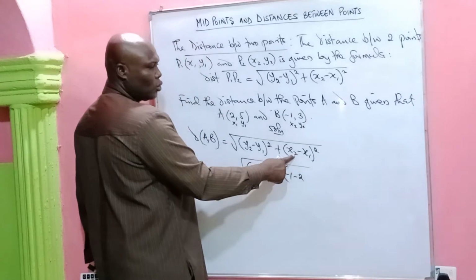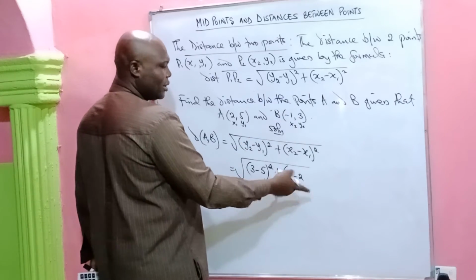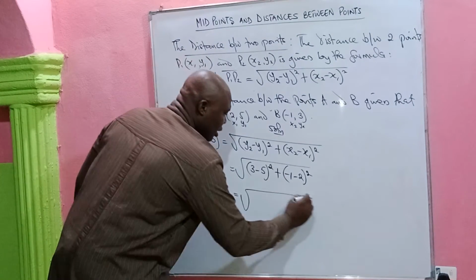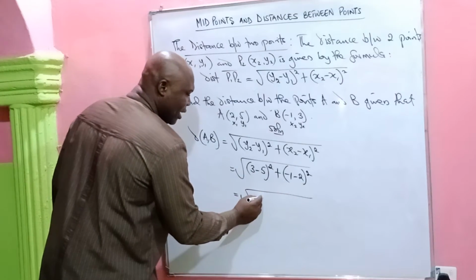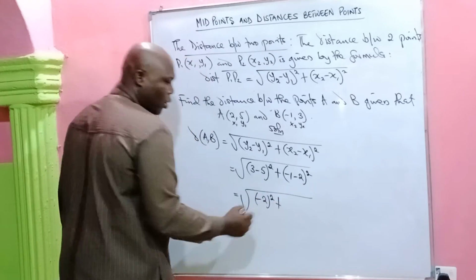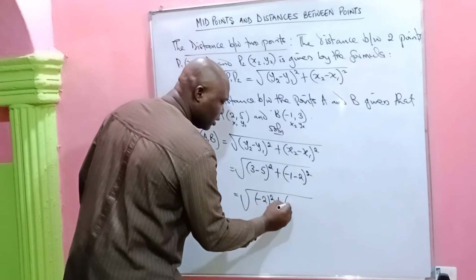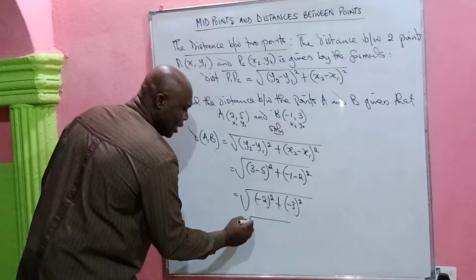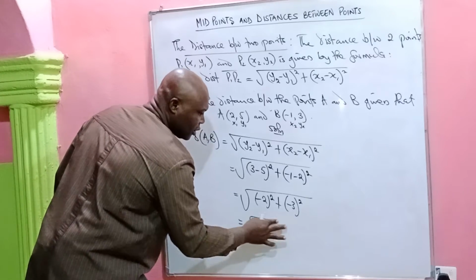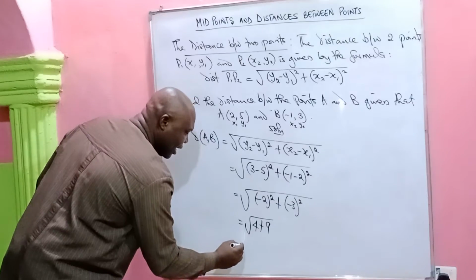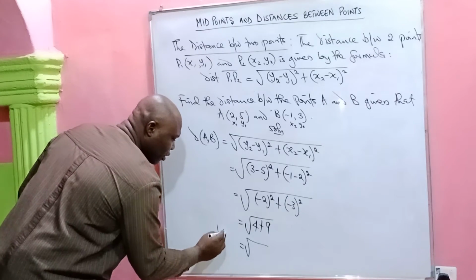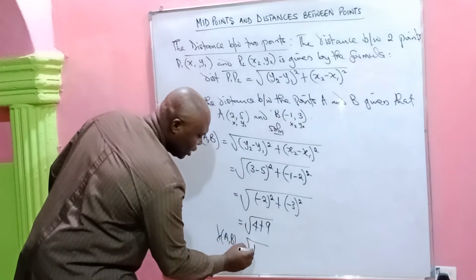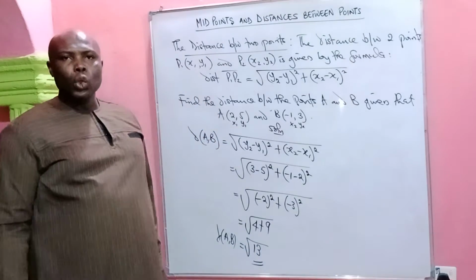Please take note of this. x2 is minus 1 minus x1, which is 2, all squared. So we are simply going to have the distance will be 3 minus 5, and that will be minus 2, all squared, plus minus 1 minus 2 will give us minus 3, all squared. So this will be the square root of minus 2 squared is a positive 4, plus minus 3 squared is a positive 9. Therefore, the distance AB will be 4 plus 9, which is 13. So our answer will be root 13.